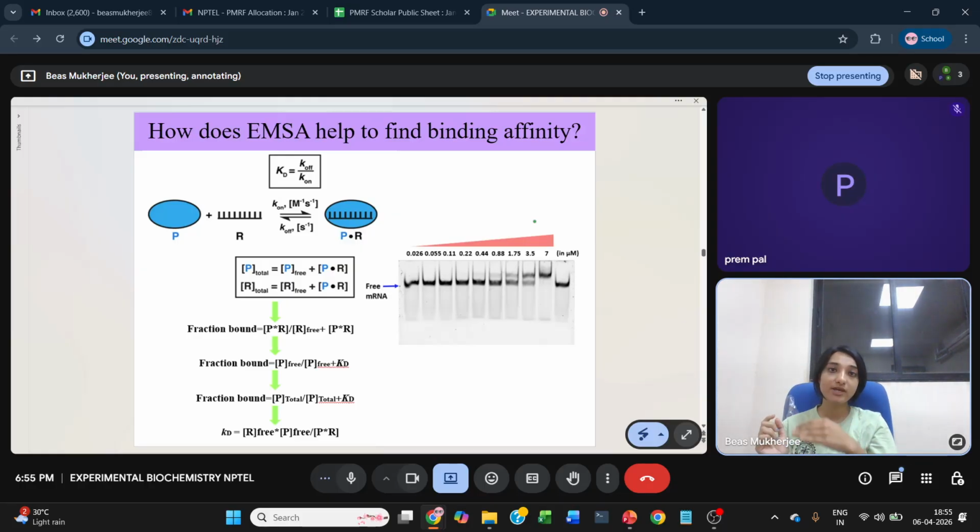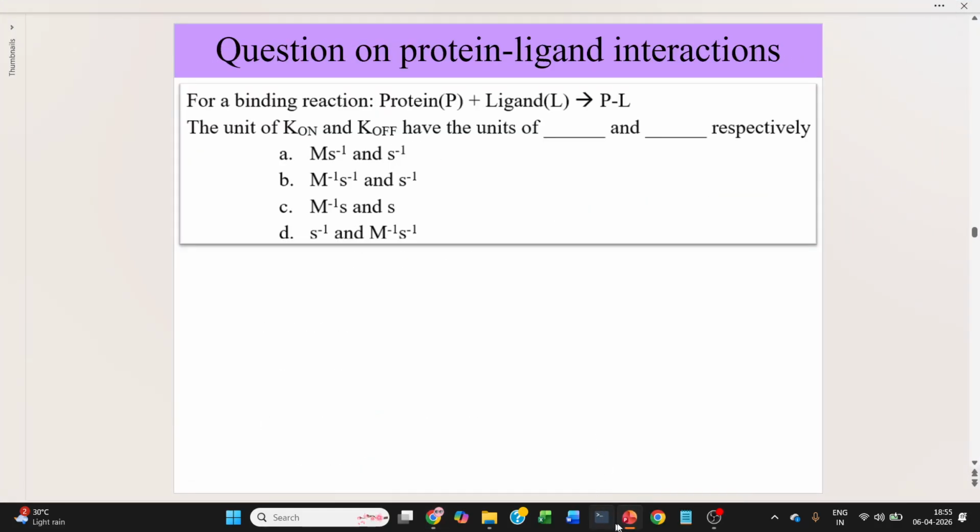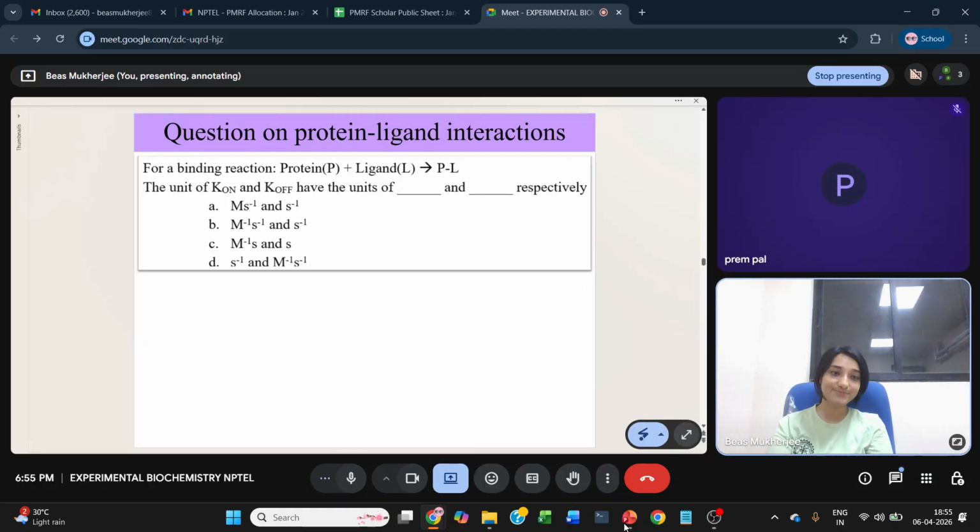Now you will have to run at least 10 or 20 gels and then pick the best gels with the most reliable Kd values. Take an average of them and finally report that this is the binding affinity of that protein with a particular DNA or RNA. This is something that we do in the lab regularly.